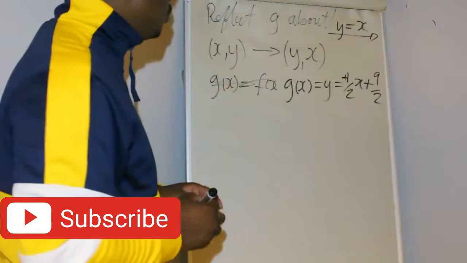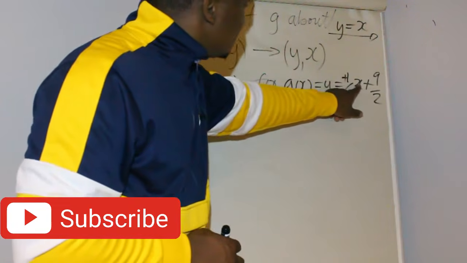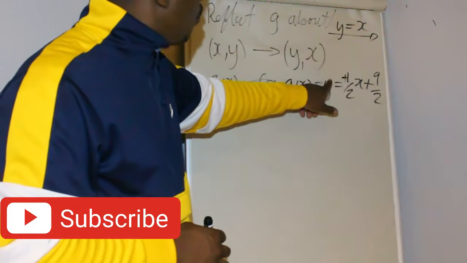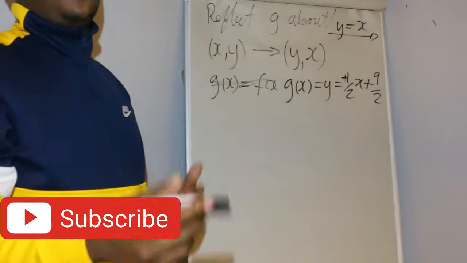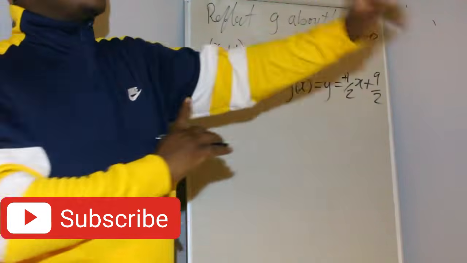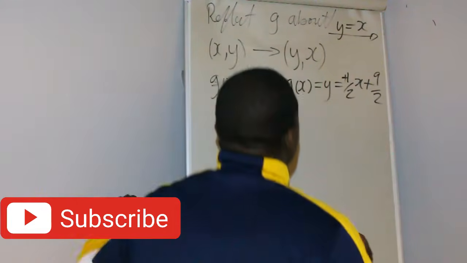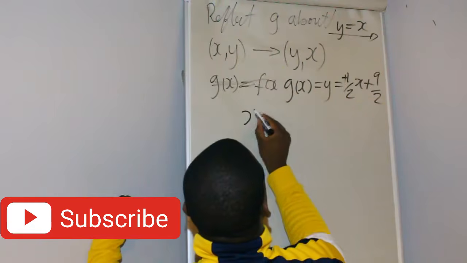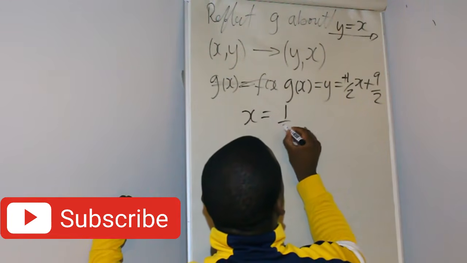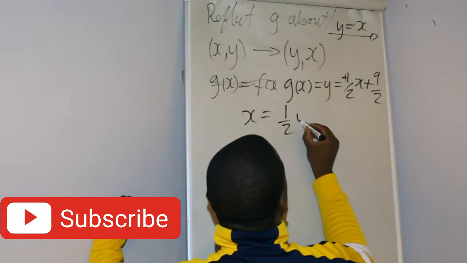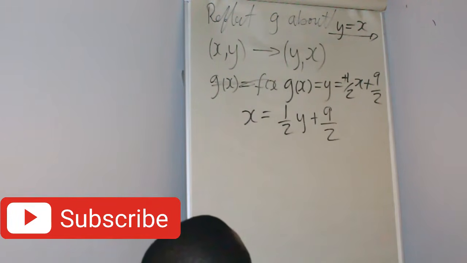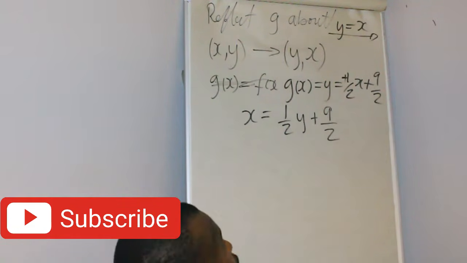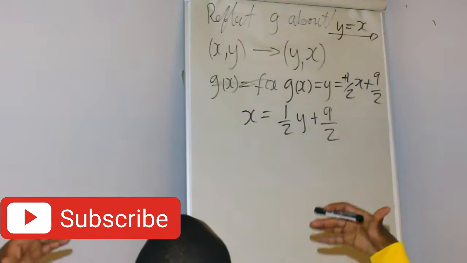So the first thing that you do, you take your x and put it in the place of y, you take your y and put it in the place of x. That's what that means. That's how you reflect something about the line y is equal to x. X and y coordinates swap. So now you end up having x is equal to 1 over 2 y plus 9 over 2. This is what you're getting. Then after doing this, you solve for y, because it should be in the form y is equal to.